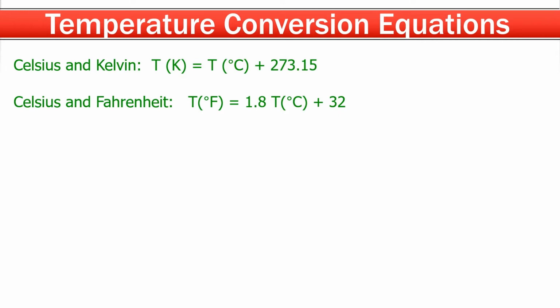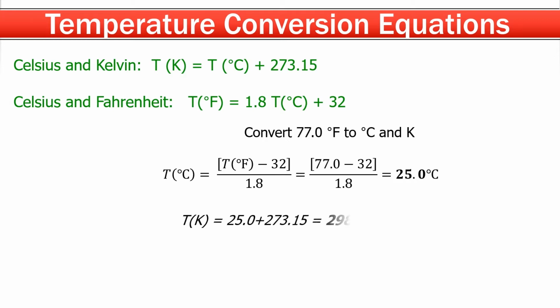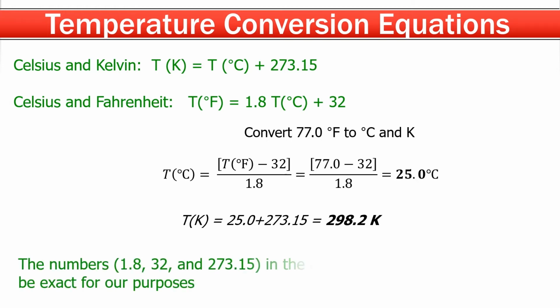So what is the value in all three scales of a typical room temperature measurement of 77.0 degrees Fahrenheit? Well, using algebra to rearrange the equation and then entering in the values into the resultant equations, we obtain an equivalent temperature of 25.0 degrees C in the Celsius scale and an absolute temperature of 298.2 K in the Kelvin scale. Now, for our purposes, we will treat the values in these conversion equations, the 1.8, 32, and 273.15, as exact values.